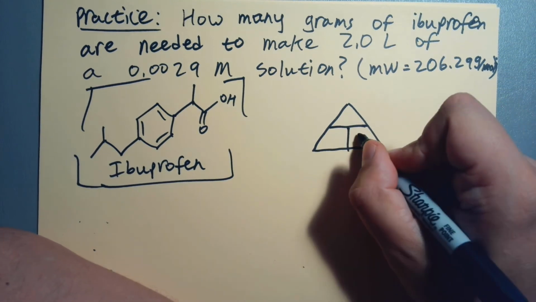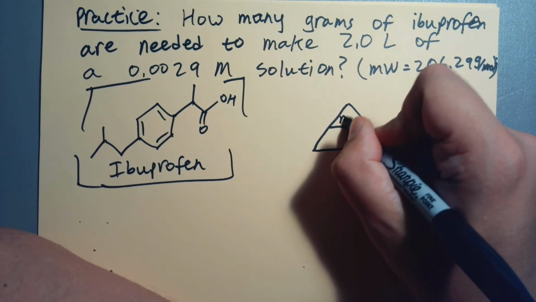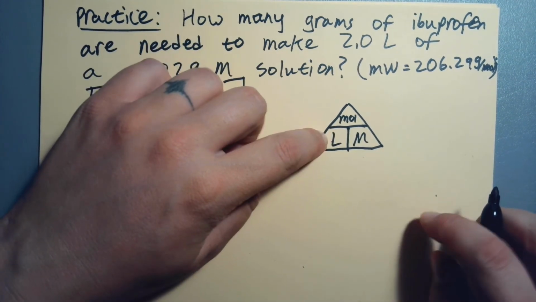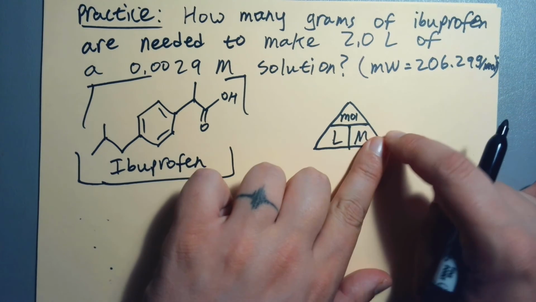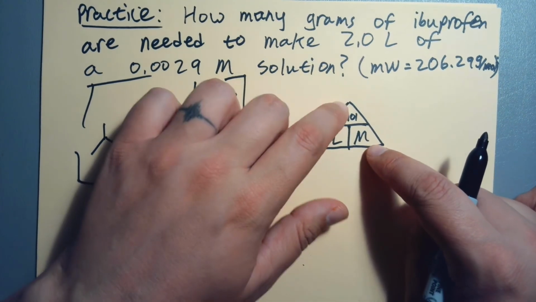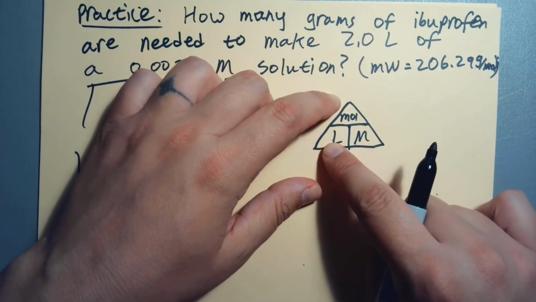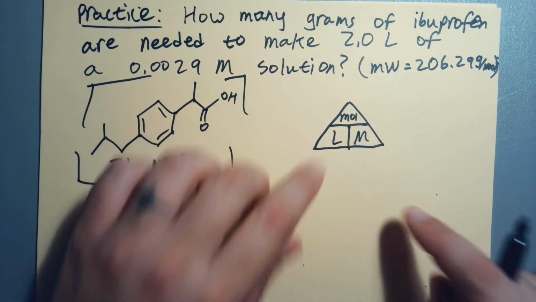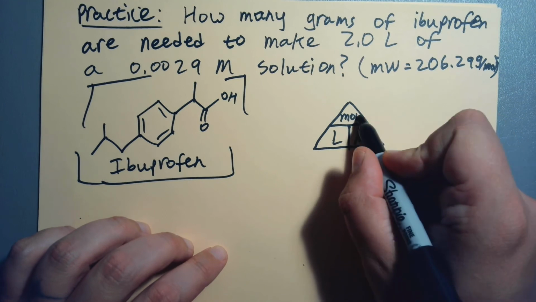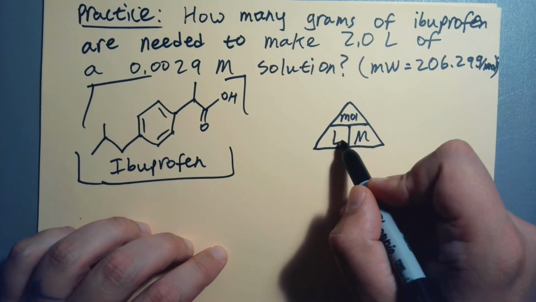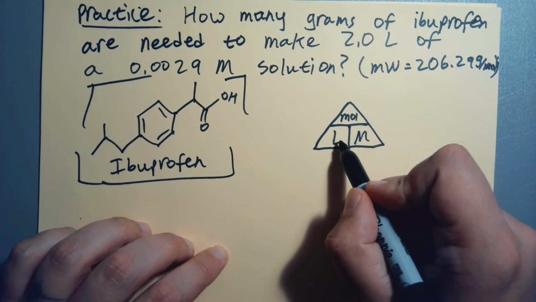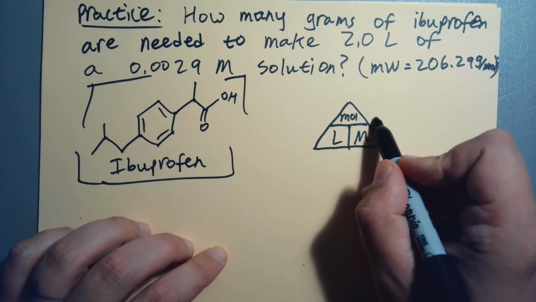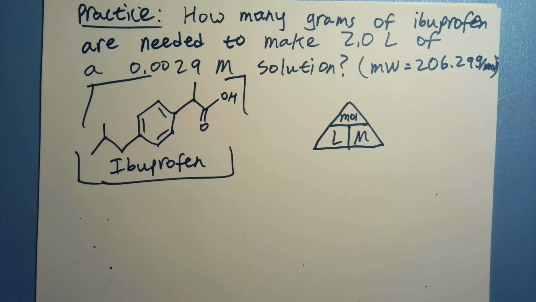Alright, so this is molarity, this is moles, this is liters. If I take moles and divide by liters, I get molarity. If I take moles and divide by molarity, I get liters. If I take liters and multiply by moles, I get molarity. So I can go this way, boom, and I get molarity. I can go this way and get moles. I can go this way and get molarity. Or I can go this way and get moles. I don't know if that helps.